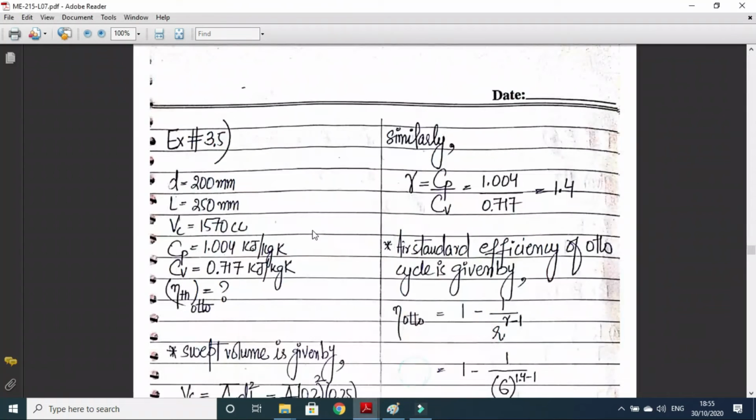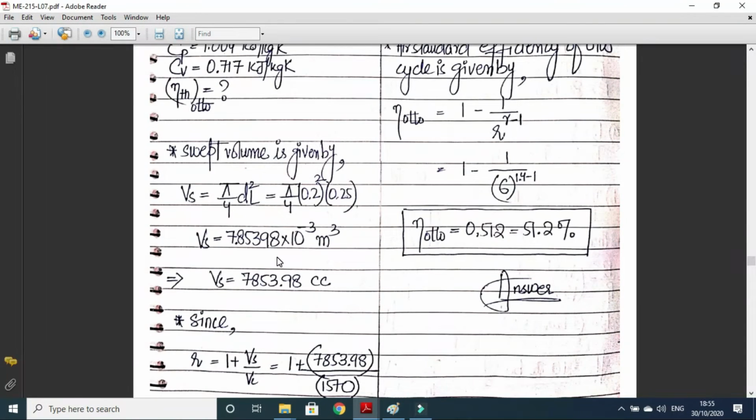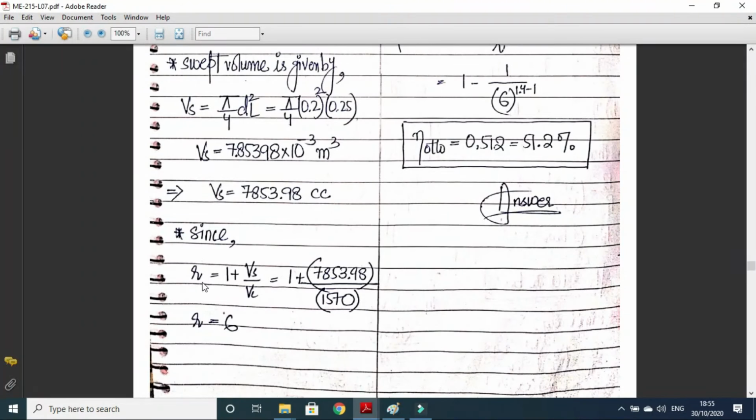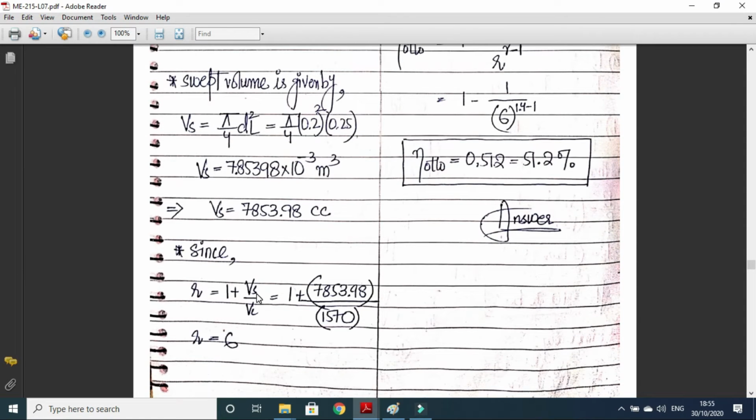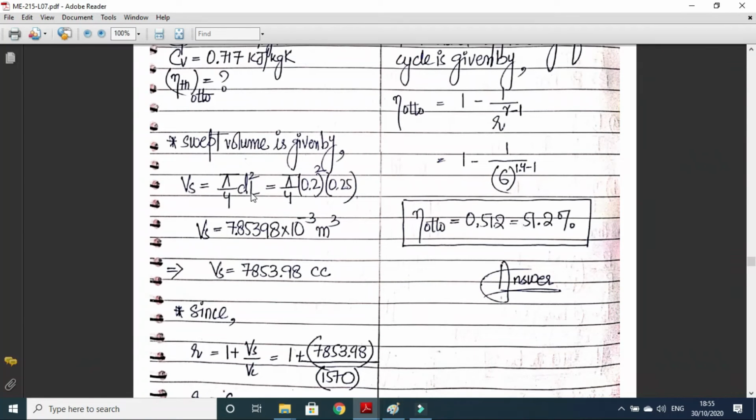It's a simple numerical. So what we can do, first we need to find the swept volume, because compression ratio is 1 plus Vs upon Vc. Vc was given. So we need to calculate Vs. So if we know swept volume and clearance volume, we can easily calculate the compression ratio. Swept volume will be pi by 4 D square into L. D is bore, L is stroke. We know the stroke, we know the bore. We can put the values. The swept volume is coming out to be 7.85 times 10 to the power minus 3 meter cube.